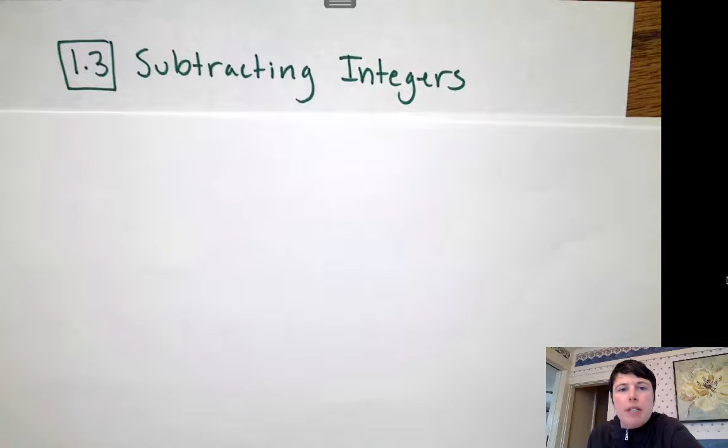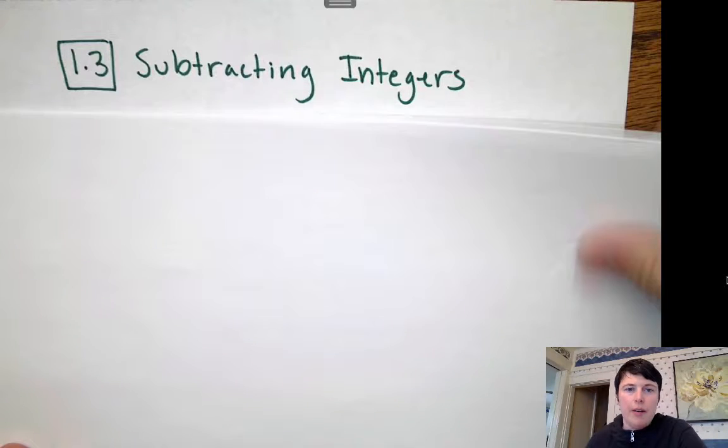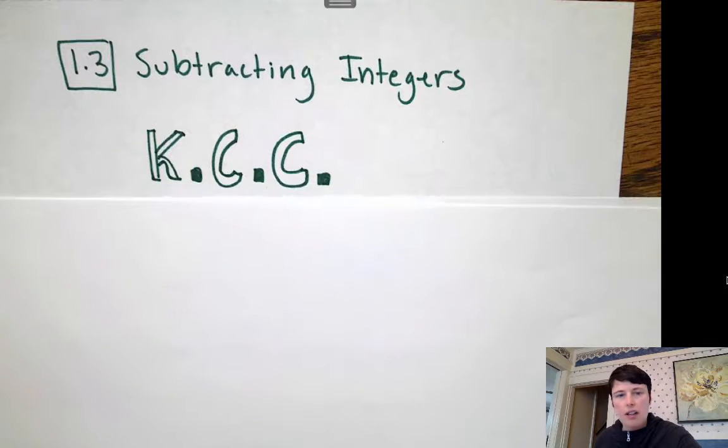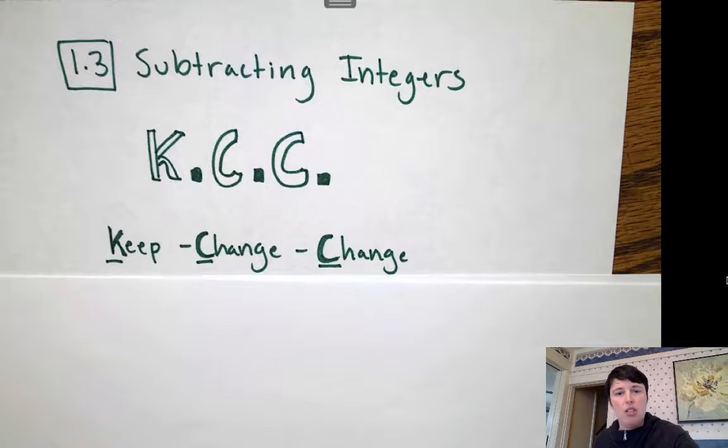Okay, hey guys, another video here on subtracting integers, and if you watched the last video, then you know that showing a visual or a picture for subtracting is a little bit challenging. It's doable, but it's not the easiest thing to do. So we like to use in class a rule called the K.C.C. rule. K.C.C. is just an acronym. It's 3 letters that actually stand for keep, change, change.